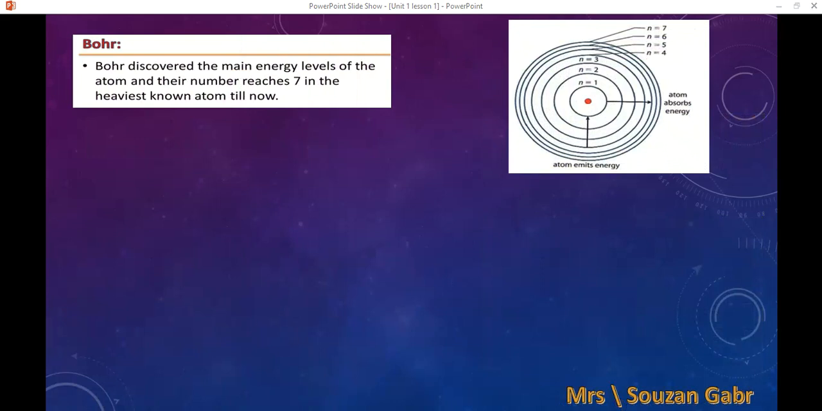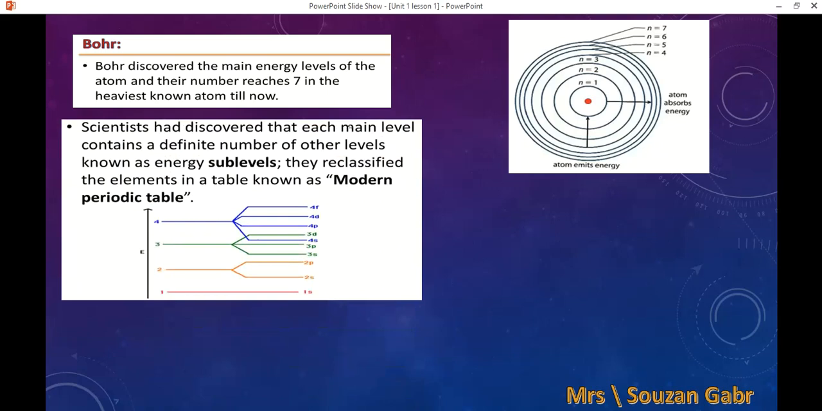And this is the time for Bohr. Bohr discovered the main energy levels of the atom and their number reached 7. How many energy levels are in the atom? 7 in the heaviest atom. Scientists have discovered that each main level contains a number of sublevels.